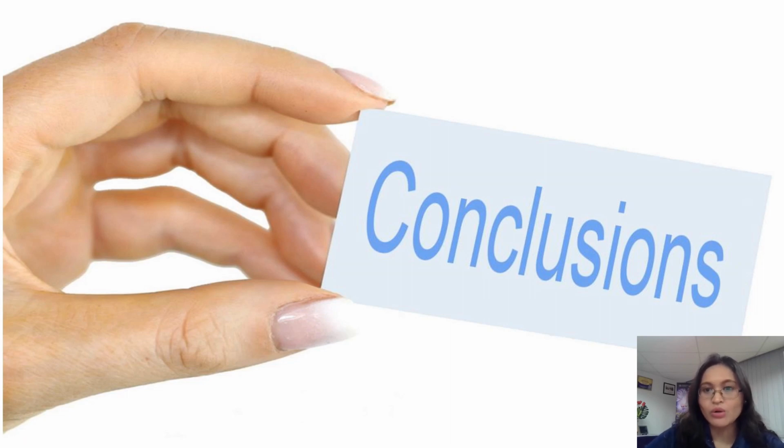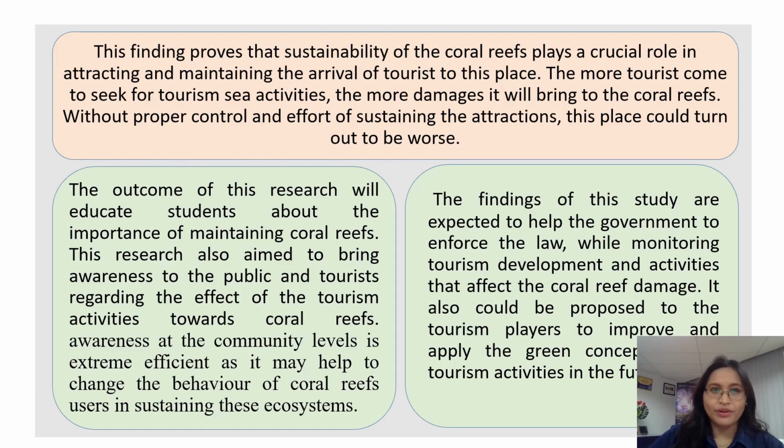And lastly, as a conclusion, this finding proved that the sustainability of the coral reef plays a crucial role in attracting and maintaining the arrival of tourists to the place. The more tourists come to seek sea activities, the more damage it will bring to the coral reef. Without proper control and sustainability efforts for this kind of attraction, this place could turn out to be the worst. The outcome of this research will educate especially our students about the importance of maintaining the coral reef.